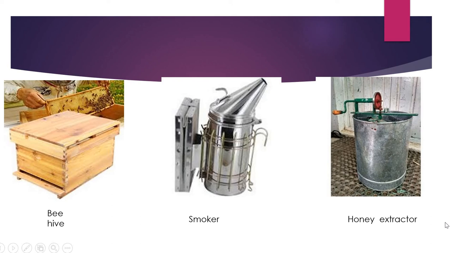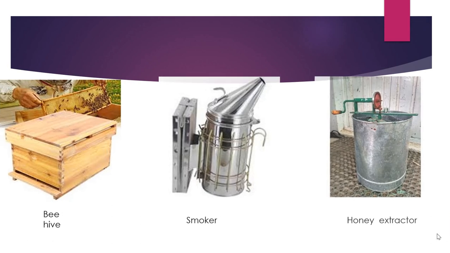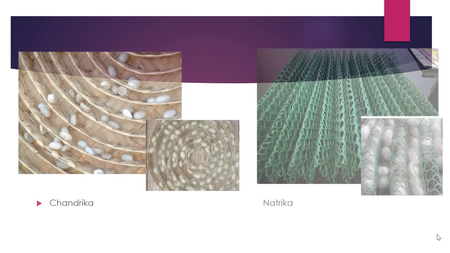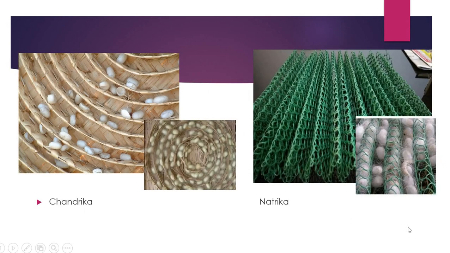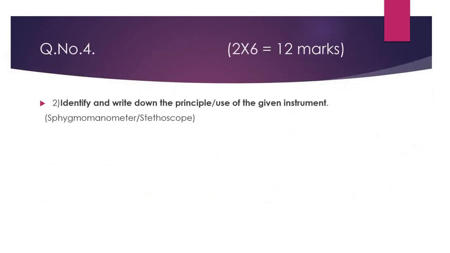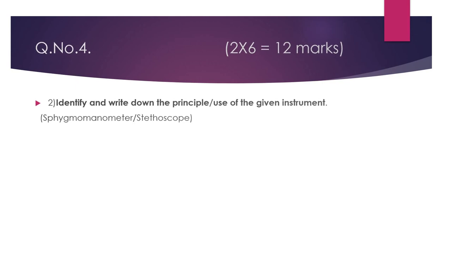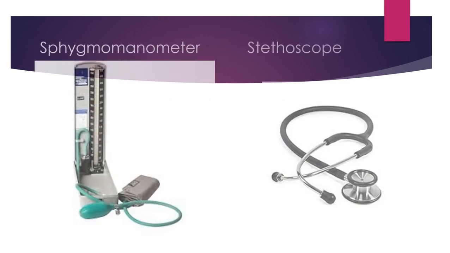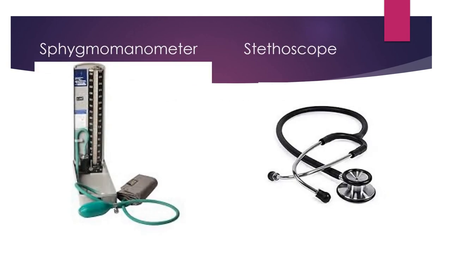Here are the pictures of the equipments: beehive, smoker, honey extractor, chandrika and netrika. Second question, identify and write down the principle or use of the given instrument. You will be given either sphygmomanometer or stethoscope. You have to identify the given instrument and you have to write down the principle or use, whatever asked.